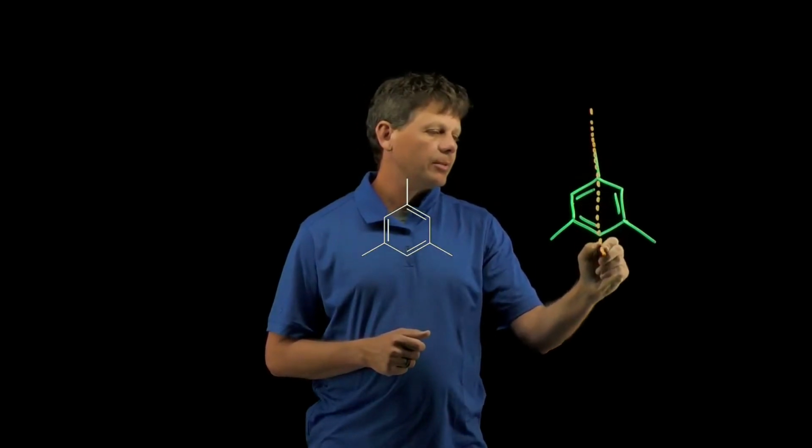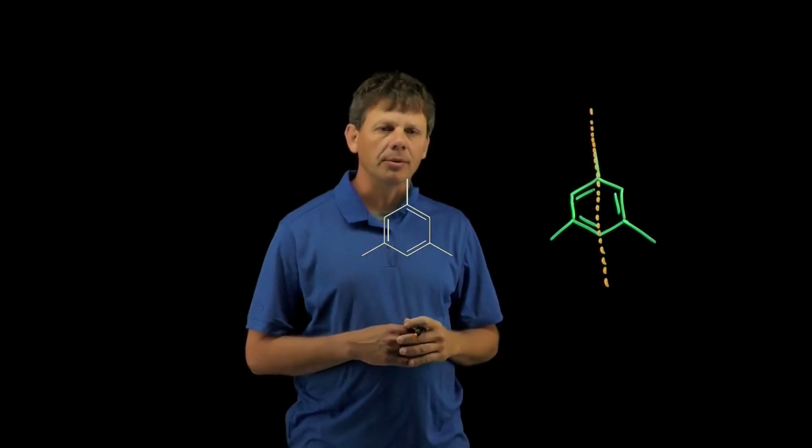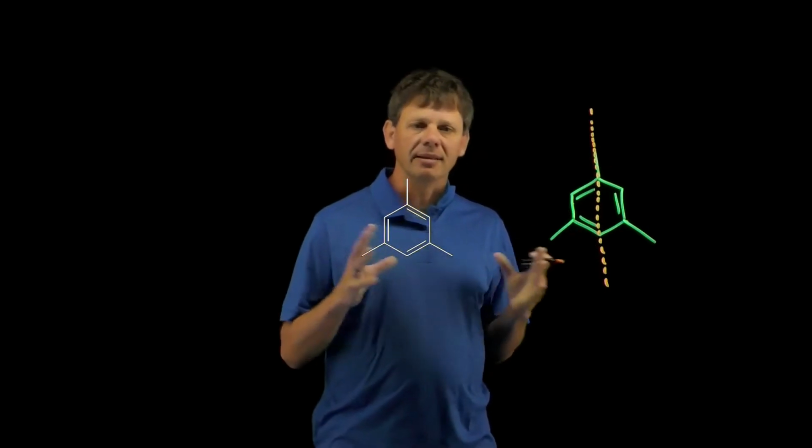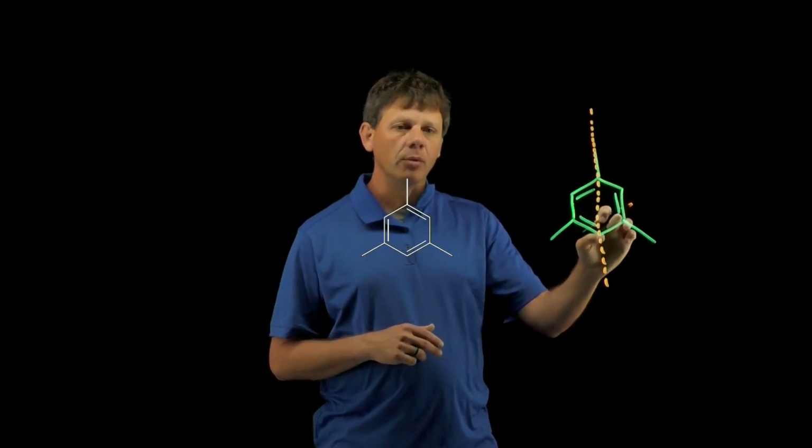Why is this a symmetry plane? This is a symmetry plane because the left side of the molecule is reflected on the right side of the molecule. Now you might look at this and say, wait a second, that doesn't make sense, because here we have two double bonds between these carbons, and on the right side we have only one double bond.